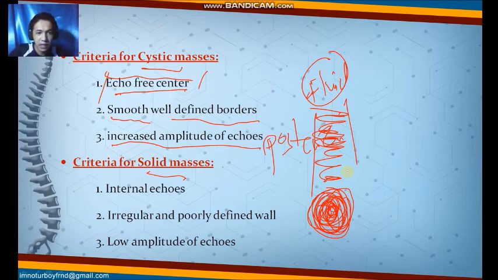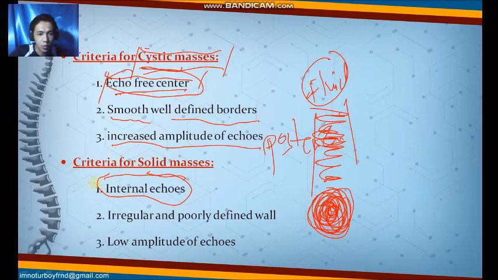So next we have the criteria for solid masses. Compared to the cystic mass, which has an echo-free center, a solid mass has internal echoes. Internal echoes mean echoes inside your mass, since it is solid, right? Compare this to a cystic mass in which the content is fluid. That means no signal returns to the transducer, so it is anechoic.